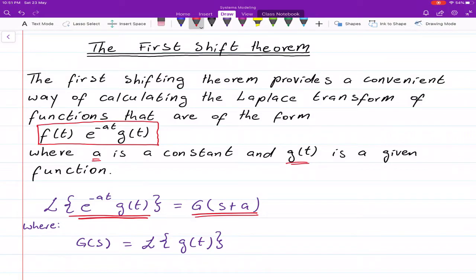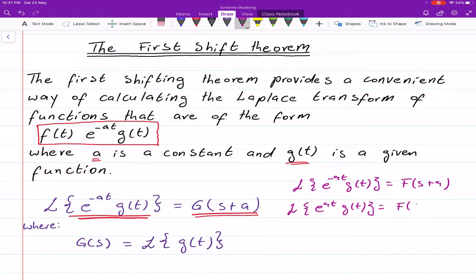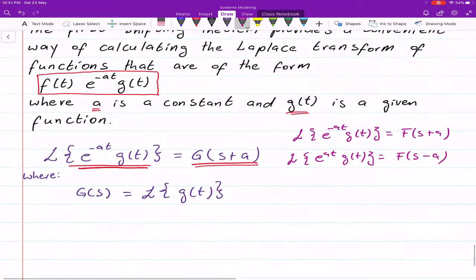For example, if you have e to the minus at multiplied with another function g of t, you are going to shift it s plus a. And if you have another function e to the at times another function g of t, you're going to shift this s minus a. And the best way to look at this is by taking an example.